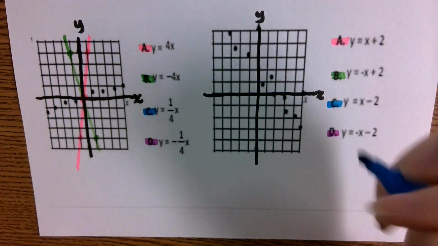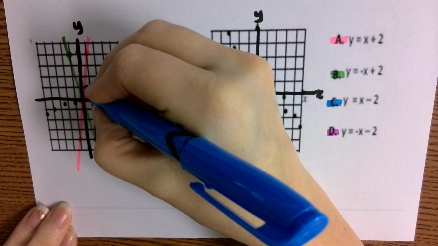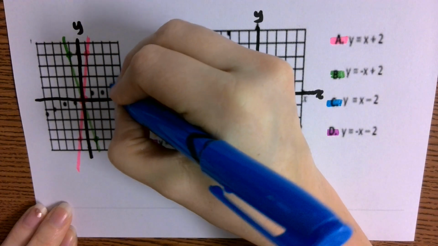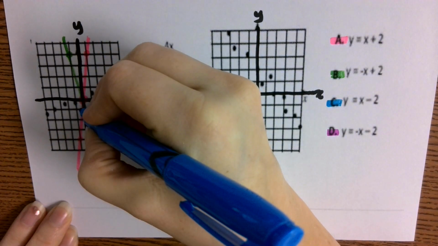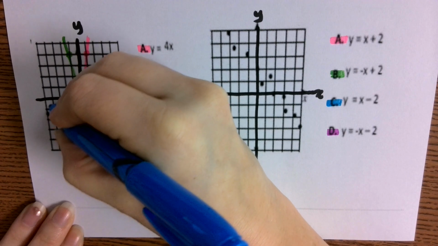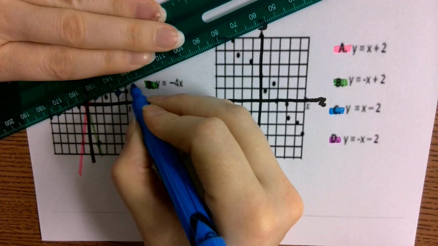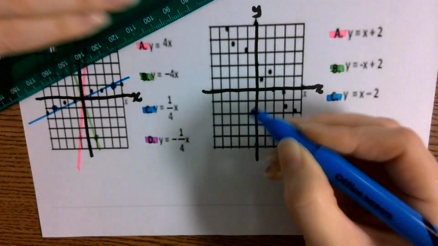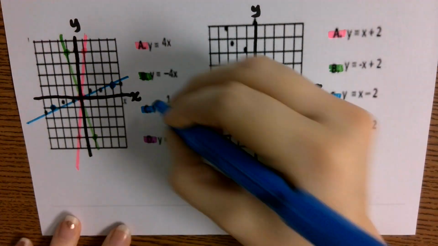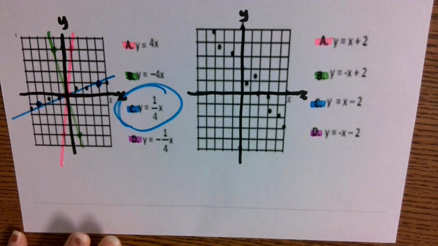So here I'm going to graph the 1/4 going up 1 to the right 4, or in the reverse going down 1 to the left 4, and it gives me this as my trend. Okay, and that is a proper trend line. So graph C is what's going to work.